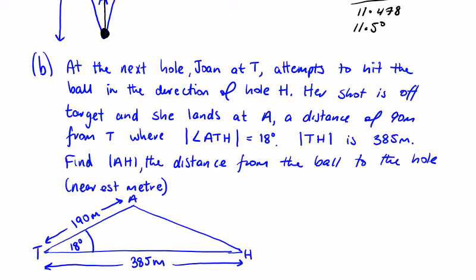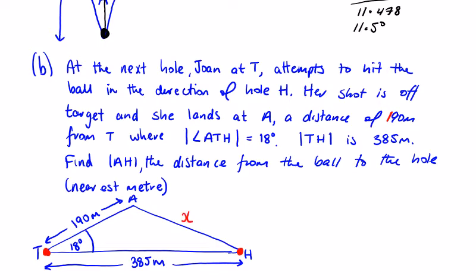Part B of this question. At the next hole, Joan is at T and attempts to hit the ball in the direction of the hole at H. So she's way offline here. She's 190 meters going in the direction northeast. So her shot is off target and she lands at A, a distance of 190 meters from T, where angle ATH is 18 degrees, TH is 385. Find AH, the distance from the ball to the hole. So we're looking for X here.